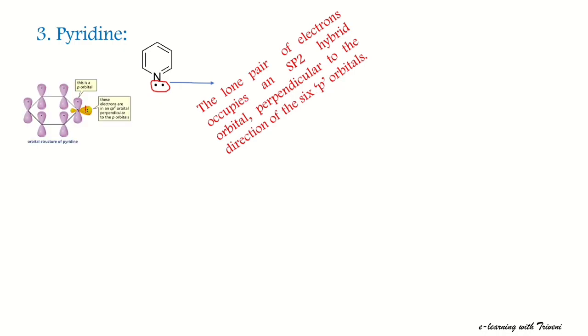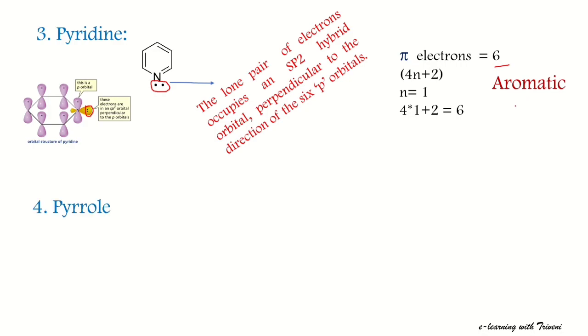We can observe here these electrons are present perpendicularly, not parallel to the nitrogen atom. That is the reason this lone pair of electrons is not involved in the resonance. That is the reason we have to consider pi electrons, meaning 6 pi electrons, and it is following the 4n plus 2 rule. That is the reason pyridine is aromatic.